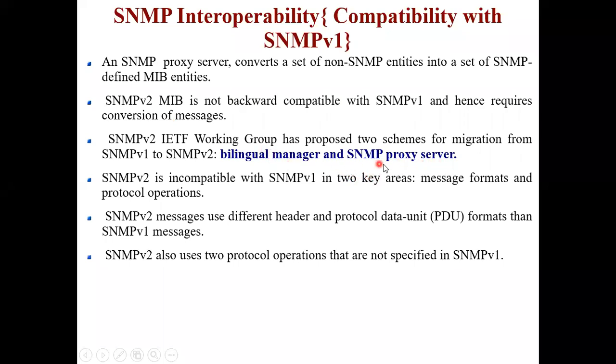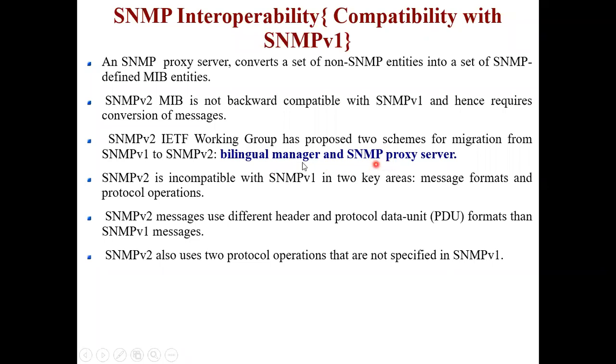Now when I am discussing these two different methods, what is my key area in which I need to do the conversion? First is the message format, because the message format is not the same when I'm dealing with version 1 and version 2. Also the protocol operation. We had seen in version 1 we had 5 messages, and in version 2 we have 7 messages. So these two key areas we need to consider when we are thinking of the compatibility issue of version 1 and version 2. So today we will be discussing the bilingual manager and the SNMP proxy server.